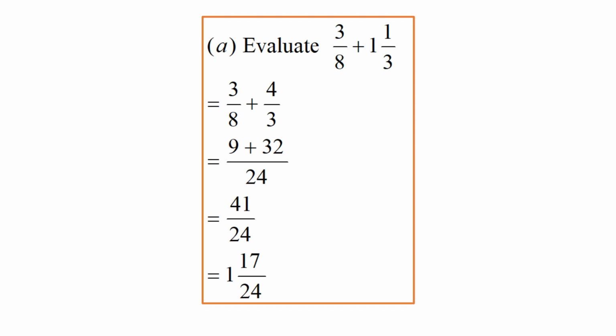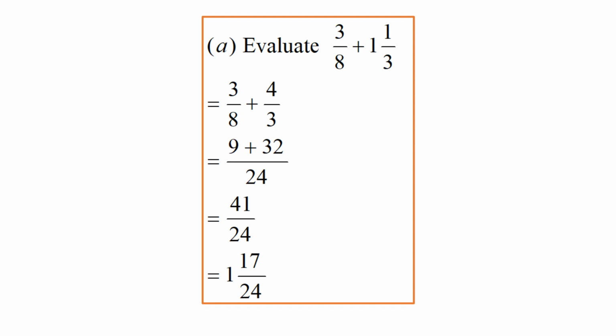Now we have 3/8 + 4/3. To add these fractions, we need a common denominator. The least common multiple of 8 and 3 is 24. Now, we convert 3/8 to have a denominator of 24. 3/8 multiplied by 3/3 is equal to 9/24.